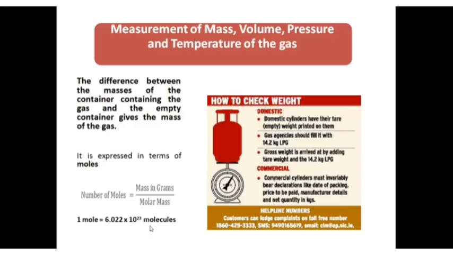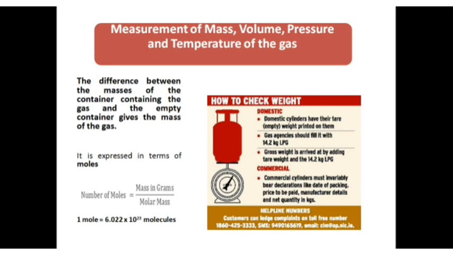So now we know that the amount, pressure, volume and temperature are the four most important measurable properties of gases. Now we will describe these one by one. First of all, measurement of the mass. The mass of a gas can be determined by weighing the container containing the gas, and then emptying the container by taking out the gas and weighing the empty container again.